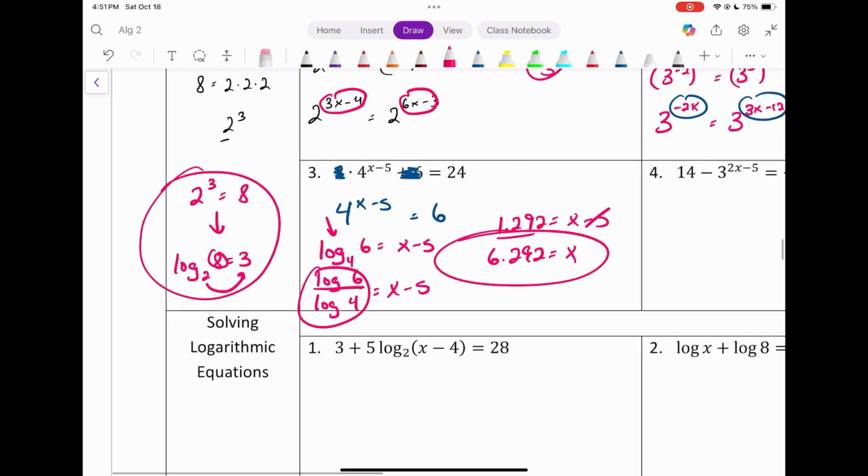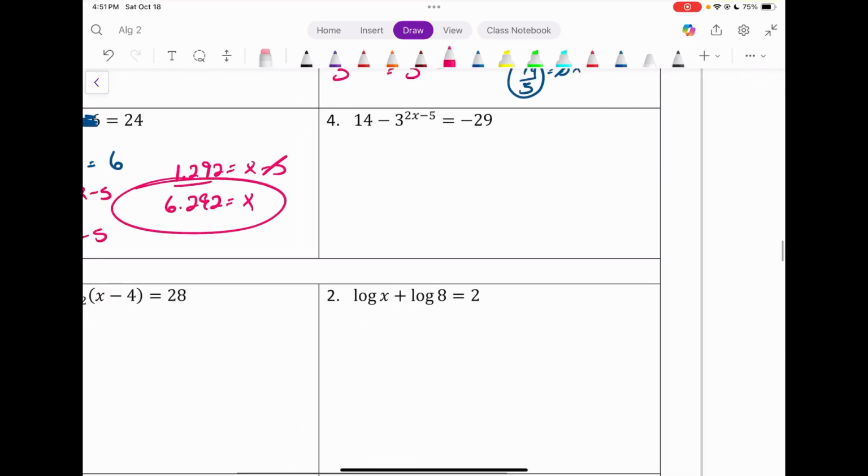Okay, let's try one more of those. Again, first step, we're going to move the 14 over. You got negative 3 to the 2x minus 5 power equals, we're going to subtract 14, so that's negative 43.